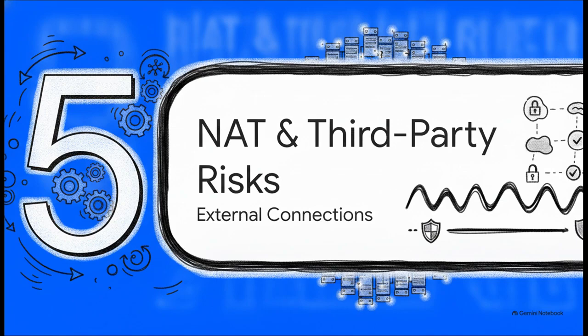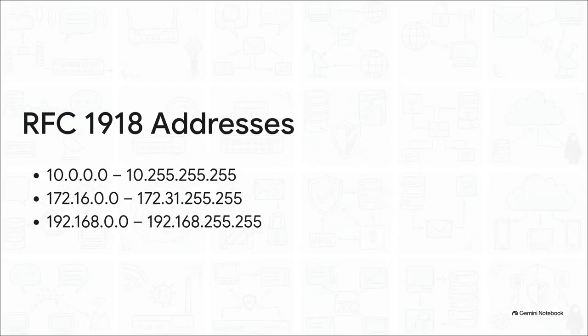Finally, we've arrived at Section 5, NAT and third-party risks. We're going to break down how to mask our internal network architecture and safely manage compliance when connecting with external partners. As a security professional, you must instinctively recognize these RFC 1918 private address ranges. Just memorize them. They are completely non-routable on the public internet. If a public internet router sees a packet with one of these as the source address, it drops it immediately, no exceptions. Therefore, any internal networks using these addresses strictly require NAT, or network address translation, to substitute a public IP address on those outbound packets so they can actually communicate with the outside world.